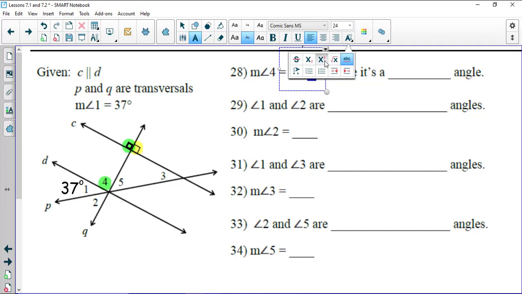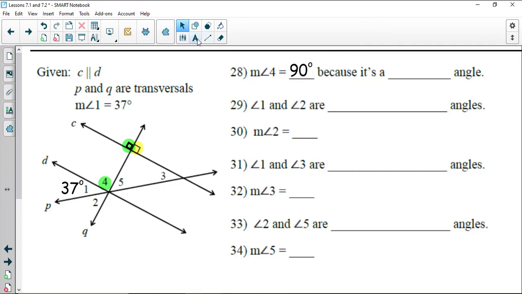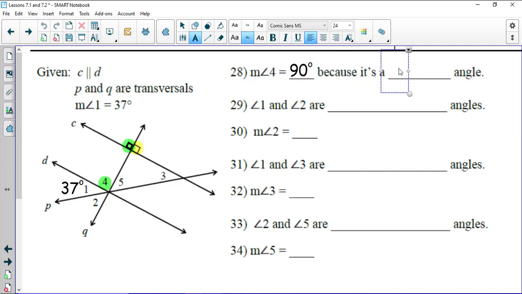We never want to assume something's a right angle. We want to use the information that's given to us in the picture. Since we are given that the right angle that's highlighted in yellow, we know that the one next to it has to be 90 degrees as well. And since it corresponds with angle 4, we know that it's also going to be a 90 degree angle.